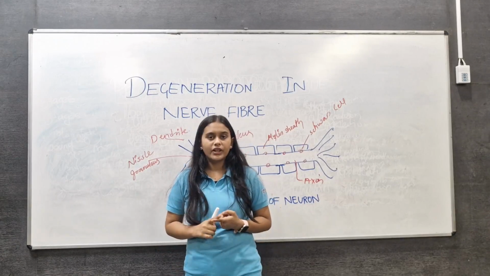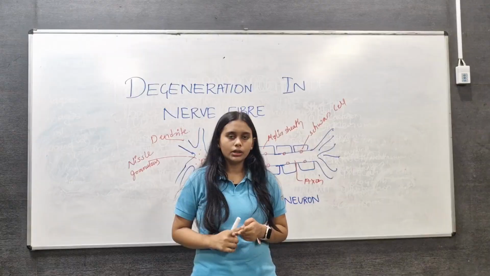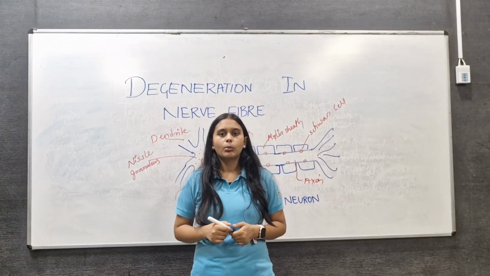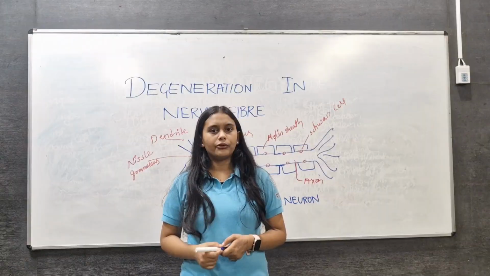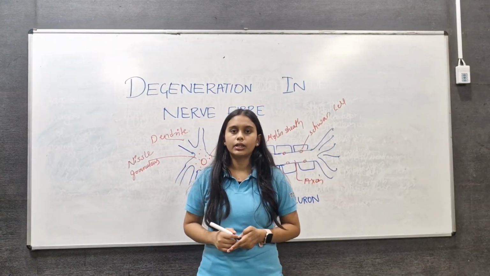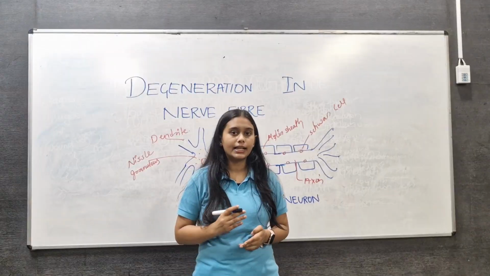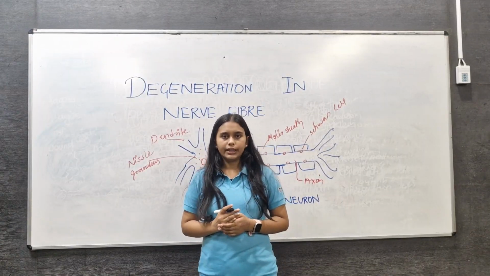Second, the function of the neuron. Depending upon the function of a neuron, it is classified into two: motor or efferent neuron, and sensory or afferent neuron. The third one is depending upon the length of the axon, it is classified into two: Golgi type 1 and Golgi type 2.